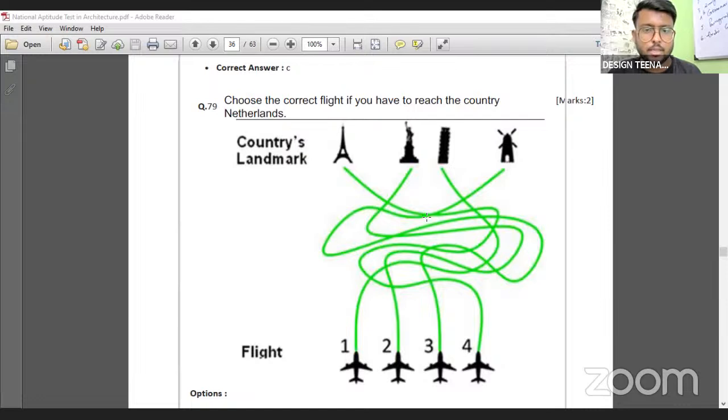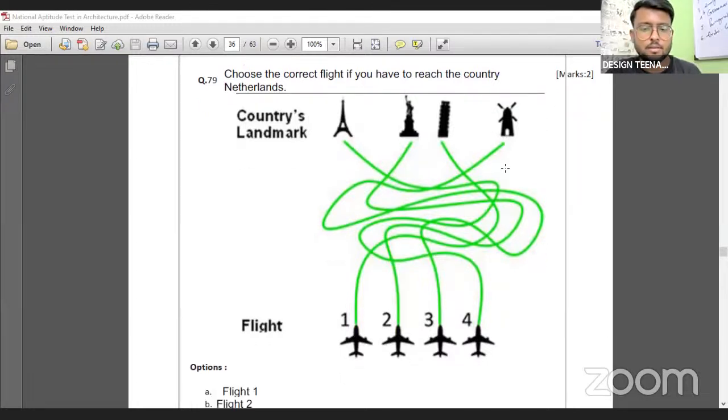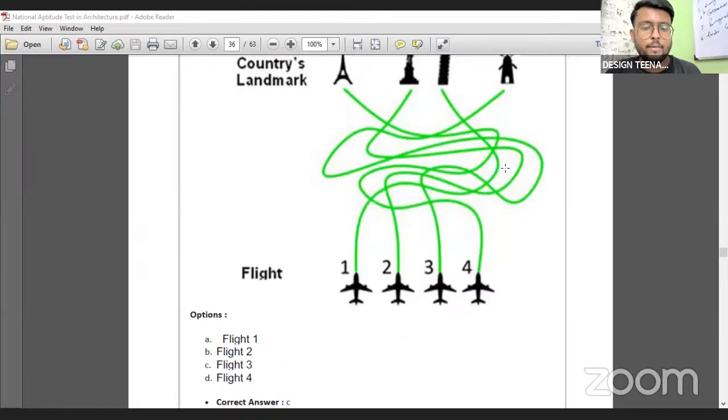Option 4 is the wrong answer for this one. Option 2 is the wrong answer. 2 and 4 are wrong. Now out of 1 and 3, we need to identify. So first of all, Leaning Tower of Pisa. Where is Pisa located? Is Pisa located in Netherlands? No. So what do we have left then? The last option.